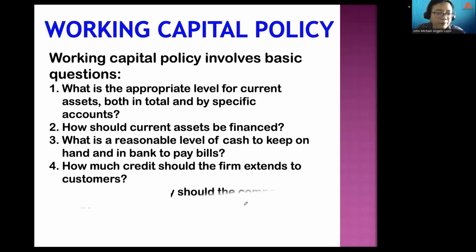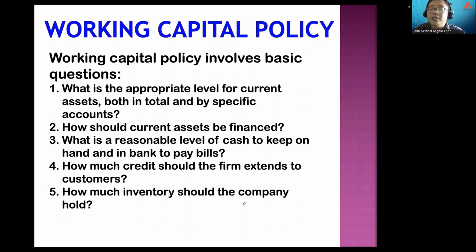All right. Number 5. Very important also yan. It is more on the inventory. Kung ito ay AR, ito naman ay cash. Okay? Ito naman is your inventory. Okay? How much inventory should the company hold? Di ba? If you notice, it is more on your working capital.